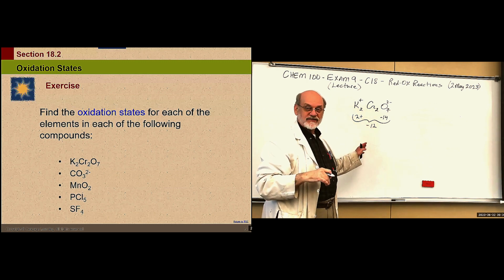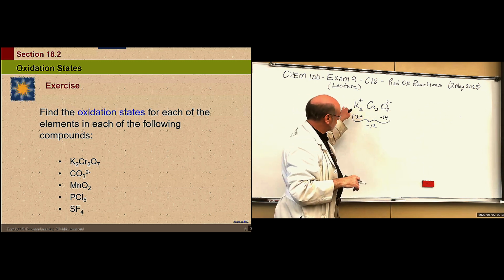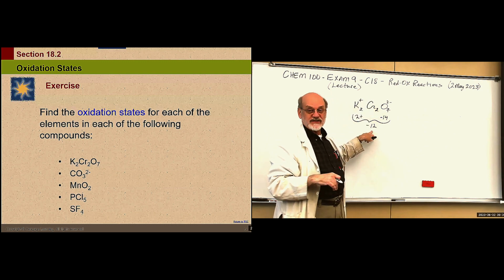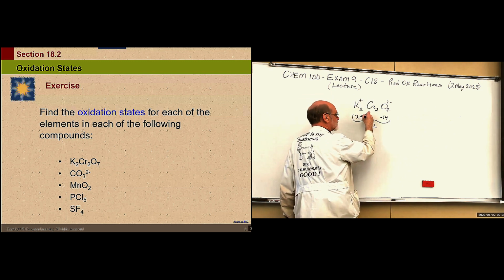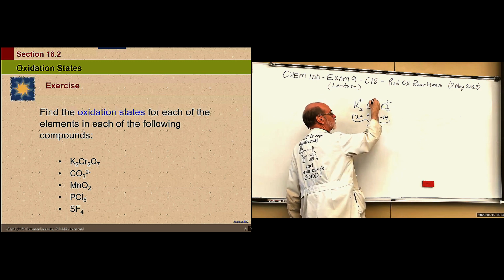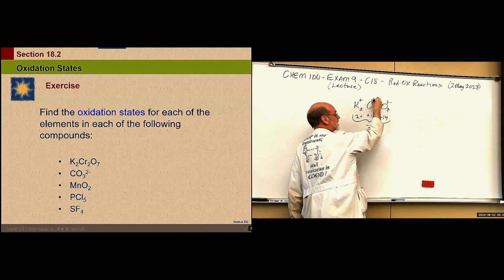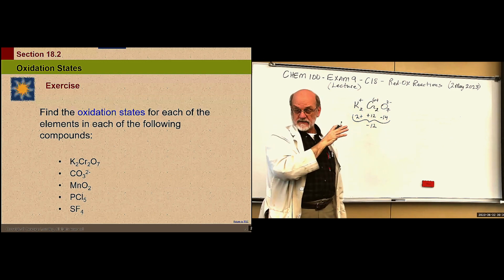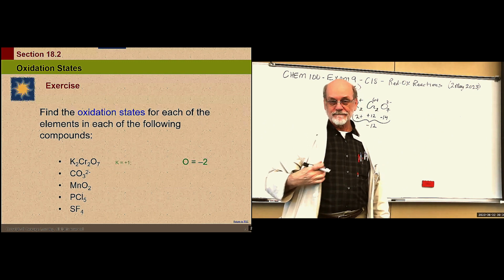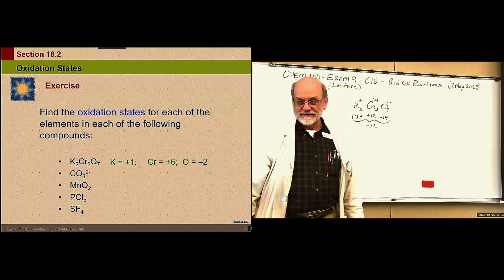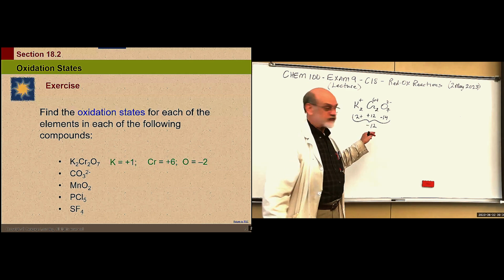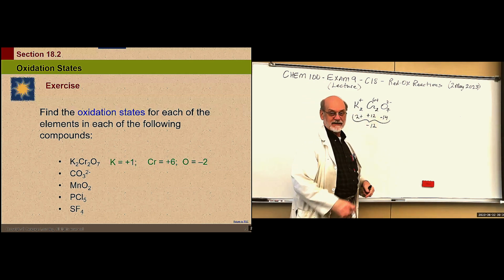That means chromium has to balance that minus 12. Since this is a neutral compound, we need 12 positives. So this one has to be positive 12, but there are two of them, so each one only has to be 6 pluses. All right? So we've calculated chromium based on what we have assumed for oxygen and potassium.